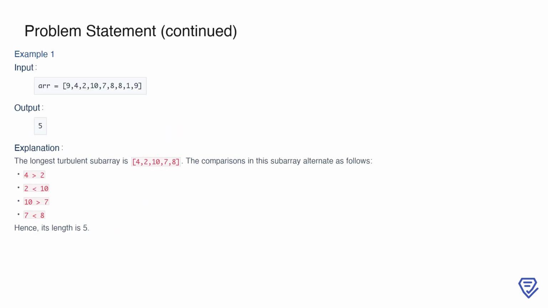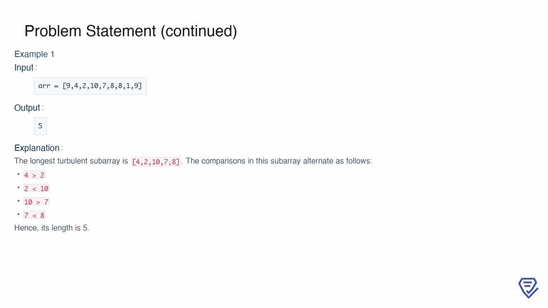Let's consider an example to better understand the problem. Suppose the input array is ARR equals 9 4 2 10 7 8 8 1 9. The output for this input is 5. To explain why, the longest turbulent subarray here is 4 2 10 7 8.